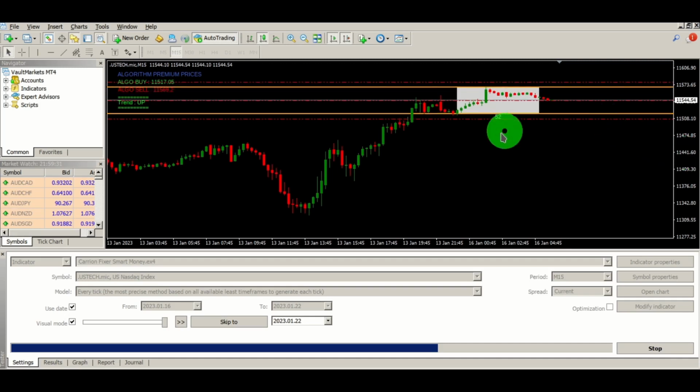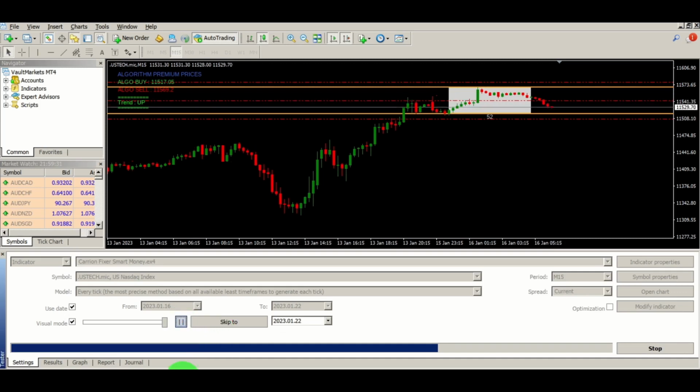So what I basically do is, as you can see in this white box here, you have your Asian range. So what I basically look for is a false breakout, and I take a trade in the opposite direction. So let's just play this thing here and see what happens.